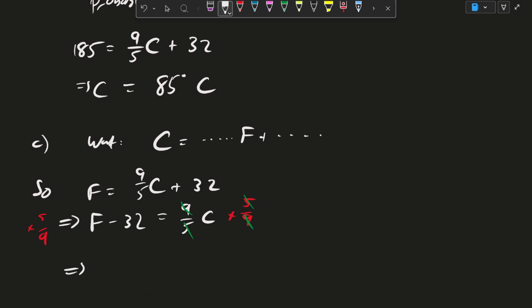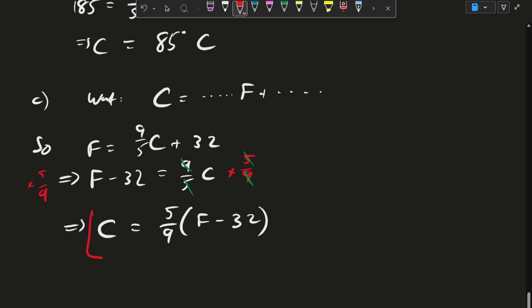So the temperature in Celsius is going to be 5/9 times the temperature in Fahrenheit minus 32. And if you followed that pretty well, then I'd be confident in your algebra skills.